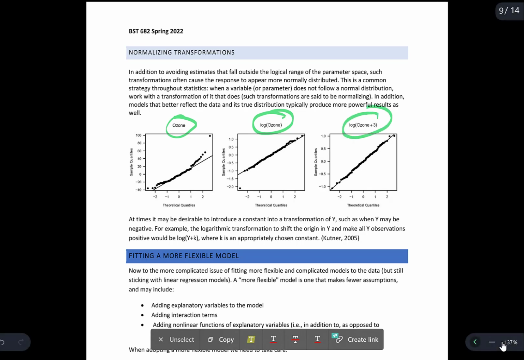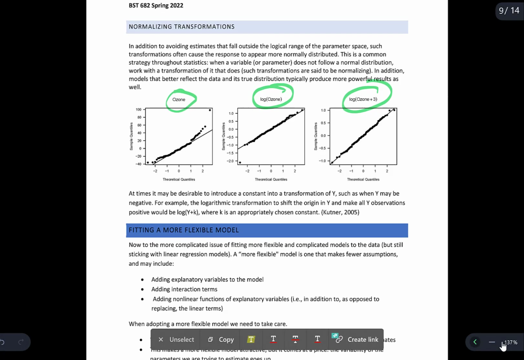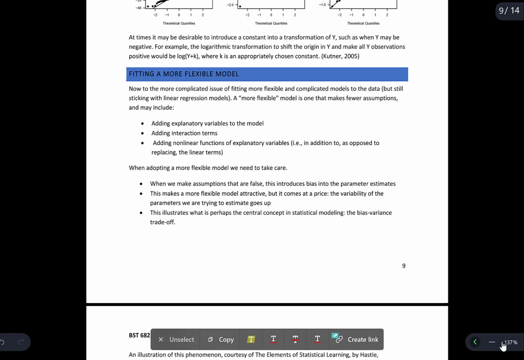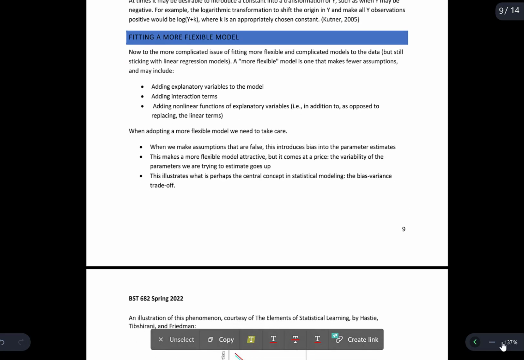You can also add on a constant, and so at times it may be desirable to introduce that constant into a transformation of y, such as when y might be negative. For example, a logarithmic transformation to shift the origin in y and make all y observations positive would be as follows. And so you can see that here. All right. So that is pretty much it on transformations.